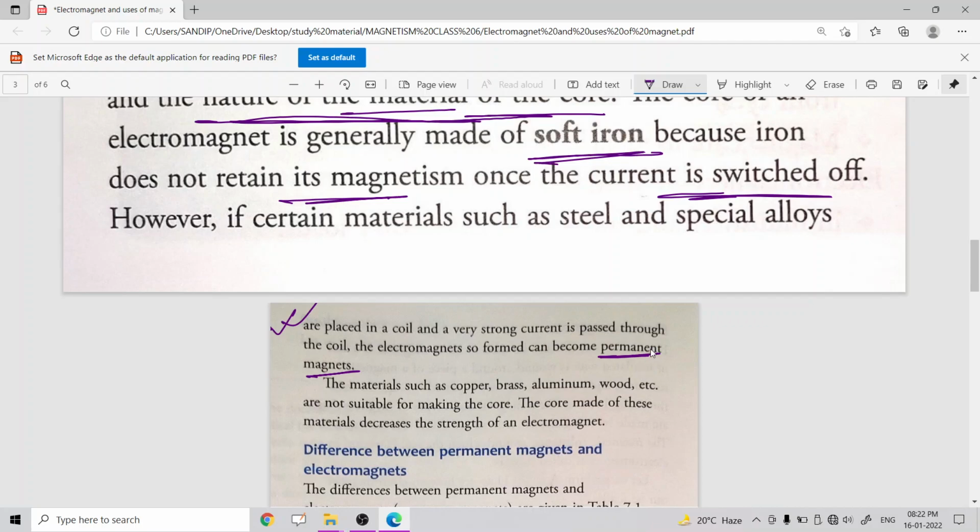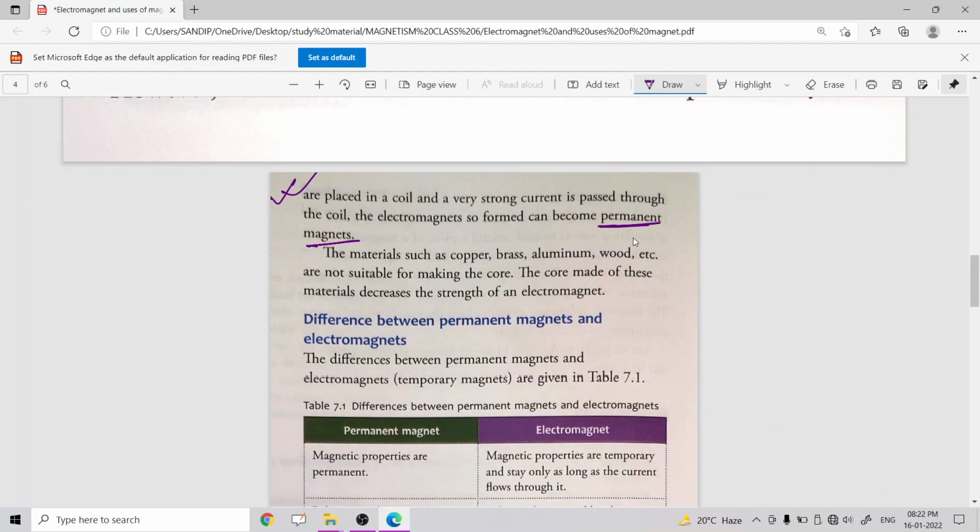But if we take copper, brass, aluminium or wood, etc., then we cannot get any type of electromagnet. The strength of the electromagnet is very poor.